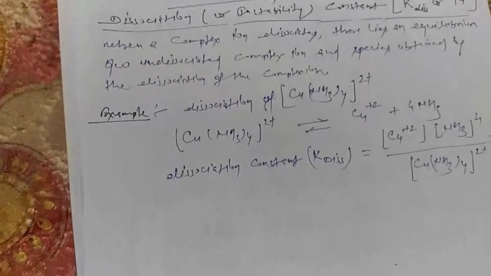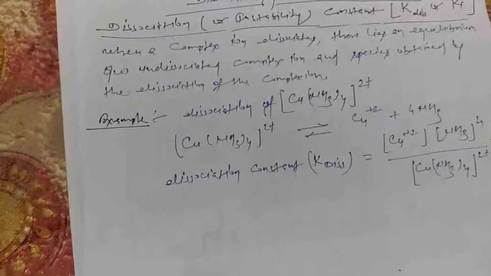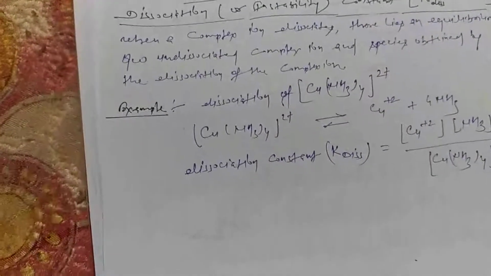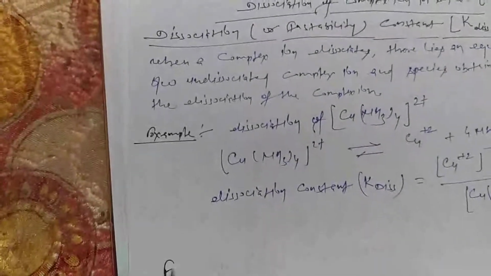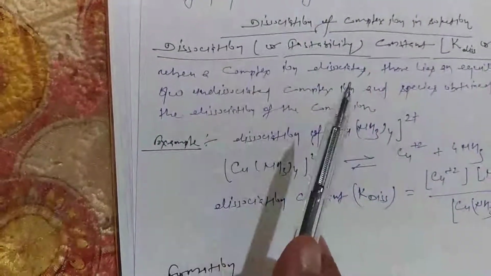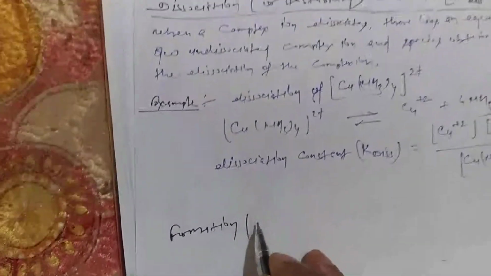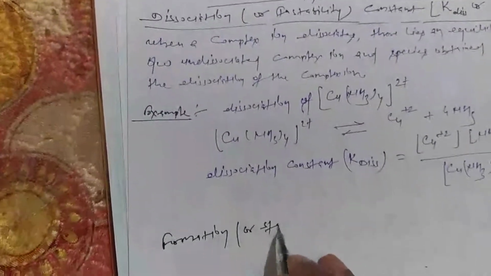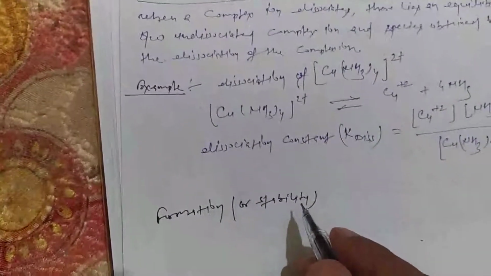Let's talk about the formation of a complex. This is the dissociation of a complex, so what will be the formation? The formation of a complex is called the formation constant. If dissociation is instability, then formation will be stability. So formation, or we can say stability, is the formation constant.